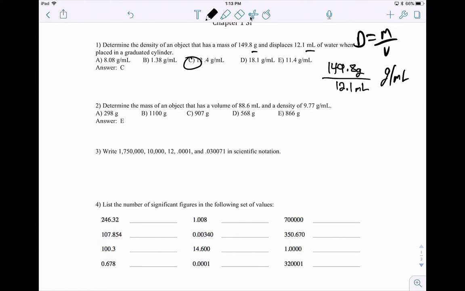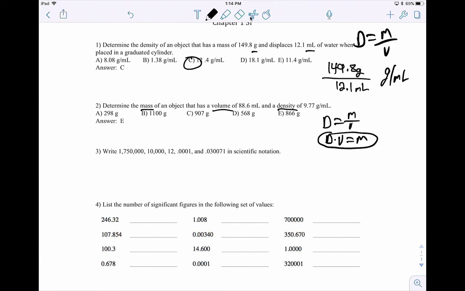Again, the formula for density is mass divided by volume. But in this case, they're not asking for the density, they're asking for the mass. They give you the volume and they give you the density. So let's derive the formula. Density is equal to mass divided by volume. Doing algebra, we know that we can say the density times the volume is equal to the mass, which is exactly the rearrangement that we're looking for.